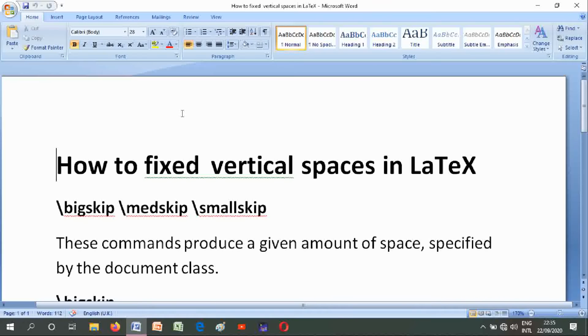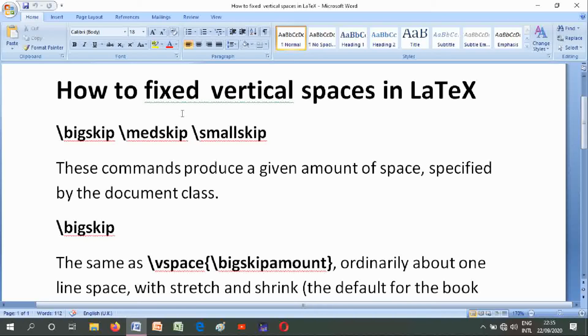How to fix vertical spaces? How to fix the vertical spaces in LaTeX software? It has three commands. Number one is bigskip, number two is medskip, and number three is smallskip. These commands produce a given amount of space specified by the document class.